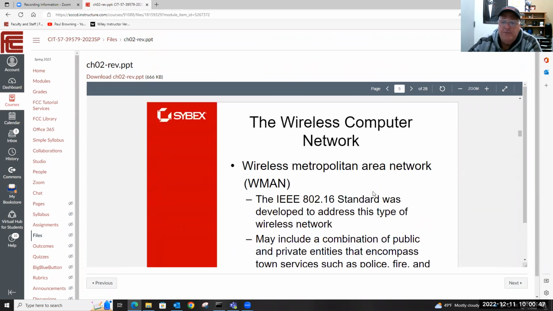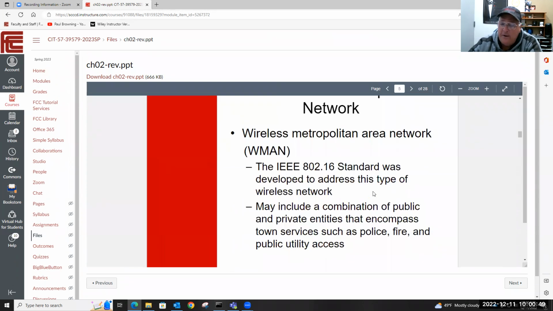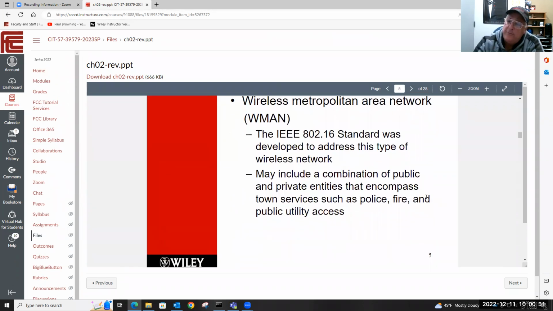Then we go on to our metropolitan area network. Again, we know what a metropolitan area network is. Again, a lot of this is a reduplication of chapter 1, just from the wireless standpoint, okay? Who might use wireless metropolitan area networks? Your city governments, your county, whatever, police departments, fire, public utilities, things like that might use that as well, okay?